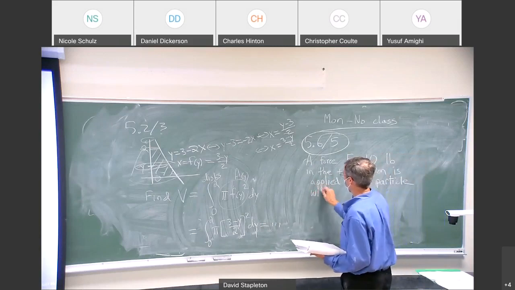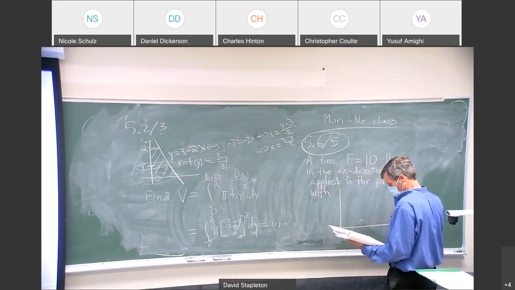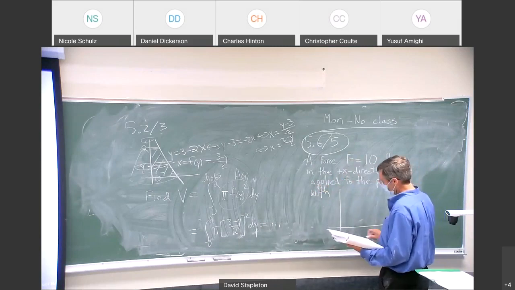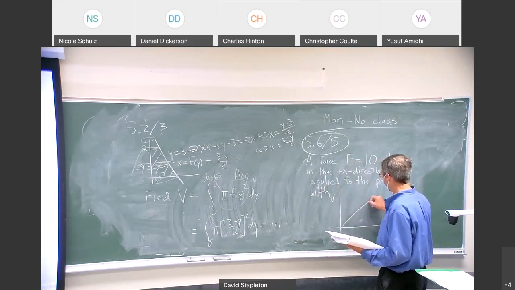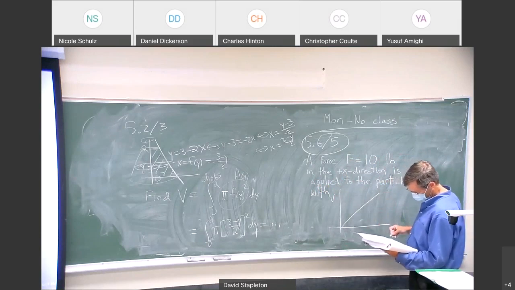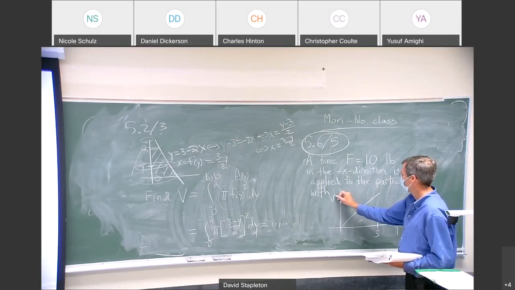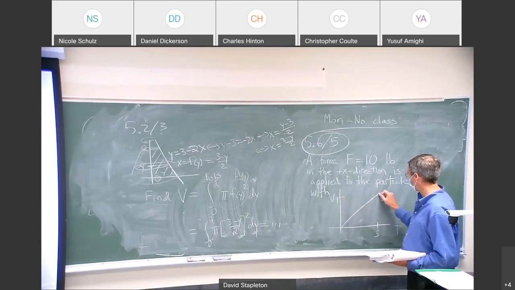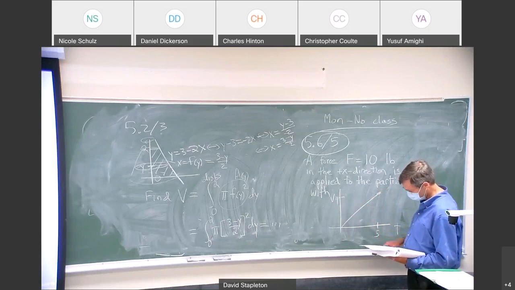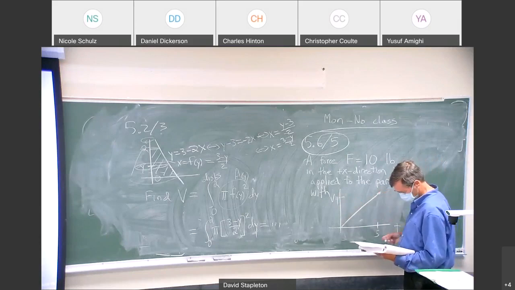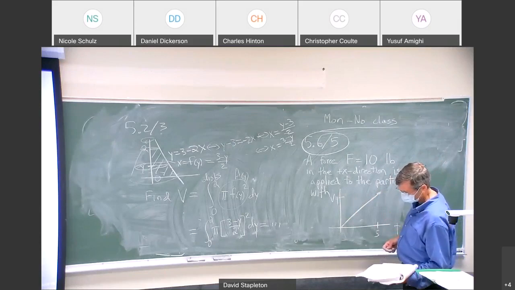This is a tricky question, isn't it? Here's the time t, here's the velocity v, and it goes up something like this. And if you look at the graph, it looks like it goes through the point 5 here and 4 here. So it's a velocity 4 after 5 seconds. Goes right through that point. Looks like a straight line. Find the work done by the force on the particle from t equals 0 to t equals 5.